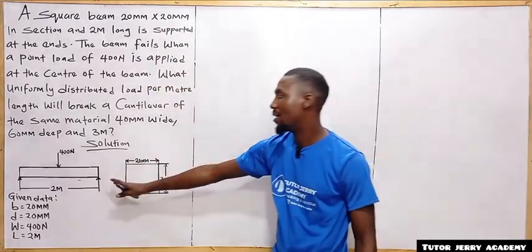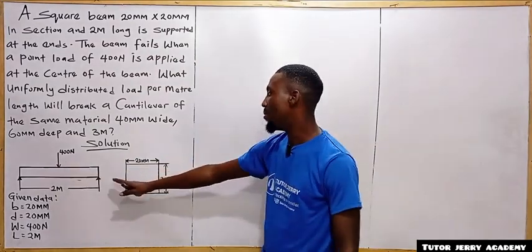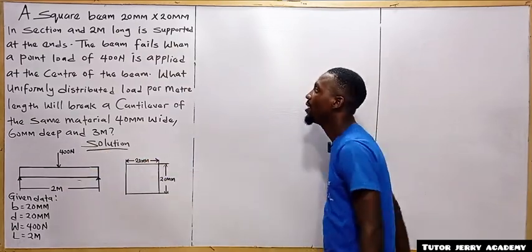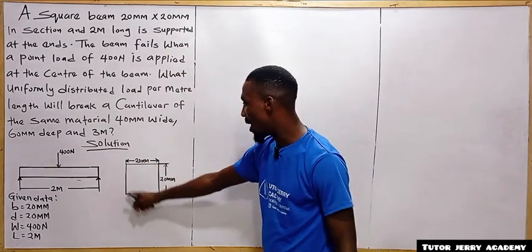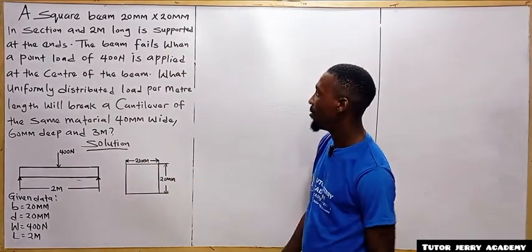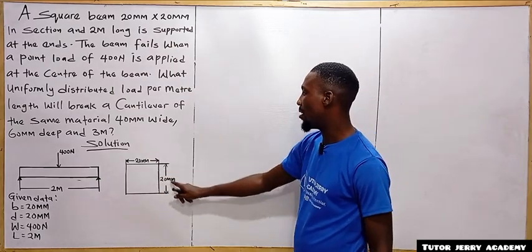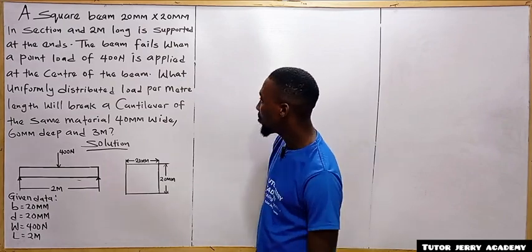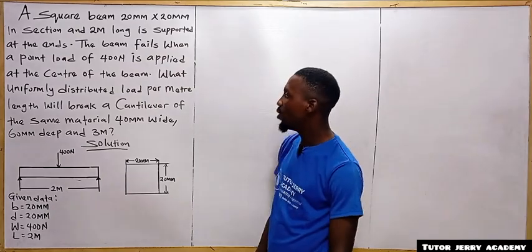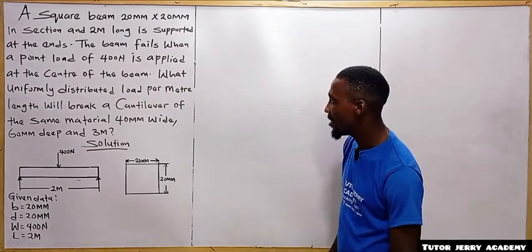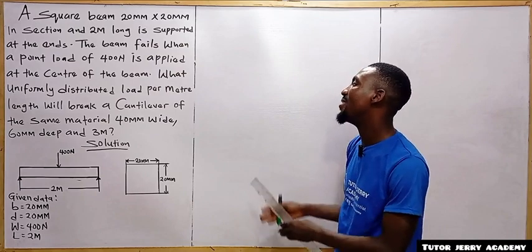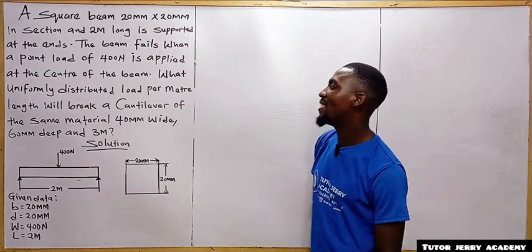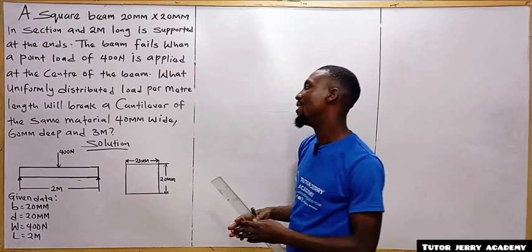This is the diagram of the simply supported beam, which is 2 meters and loaded at the center with 400 Newton, and this is the square section, 20 mm by 20 mm. The question now says, what uniformly distributed load per meter length will break a cantilever of the same material, 40 mm wide and 60 mm deep and 3 meters long?